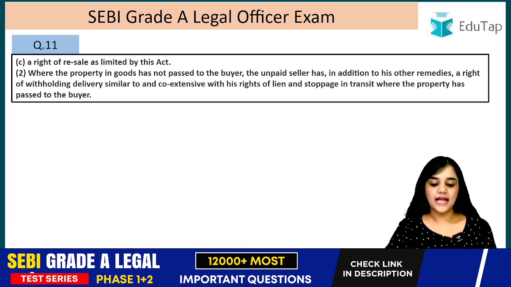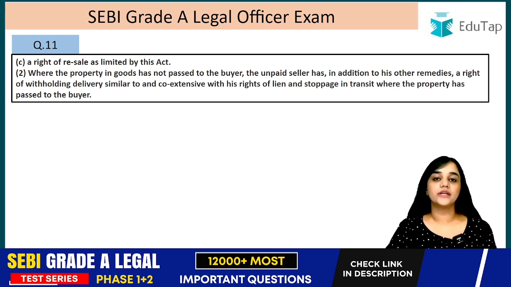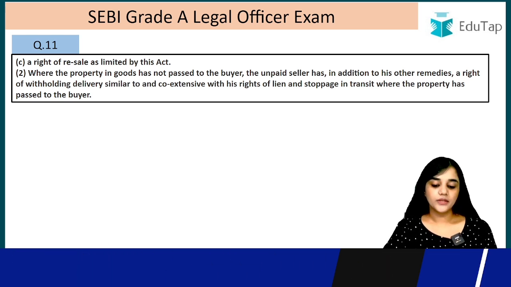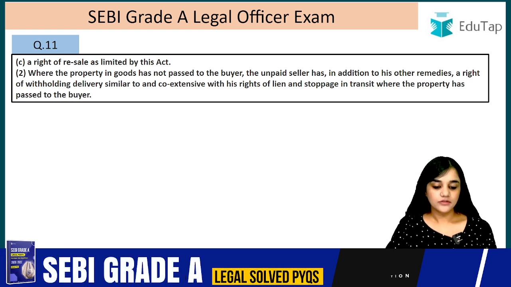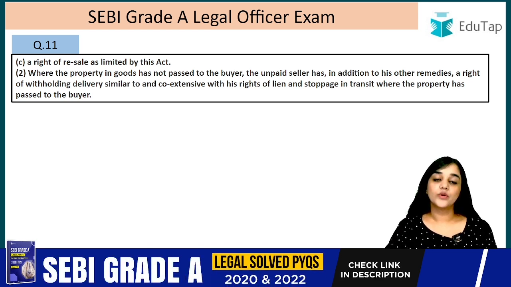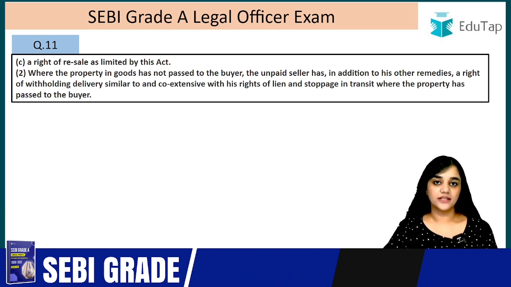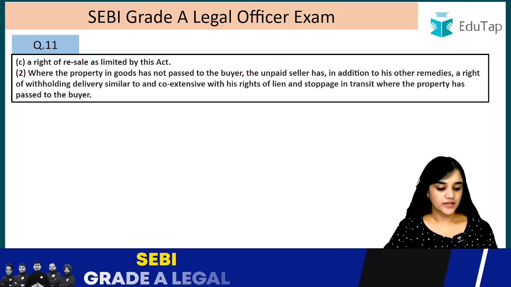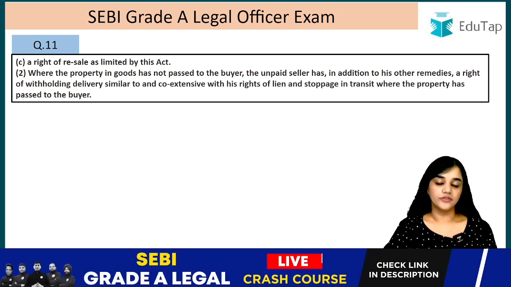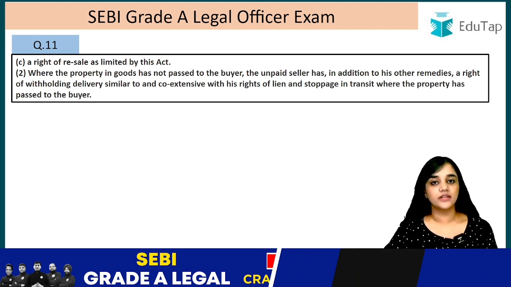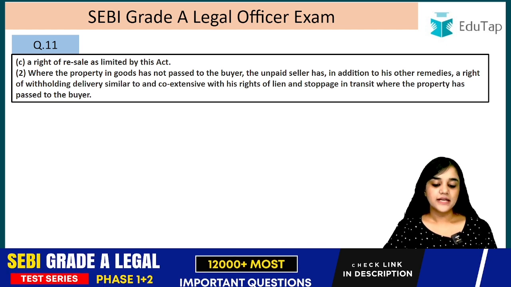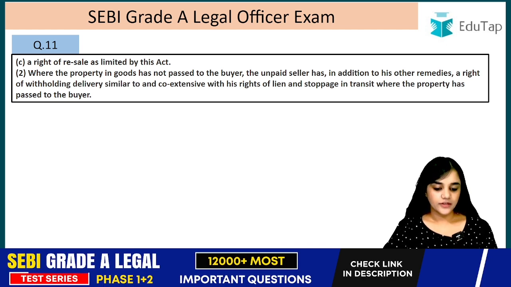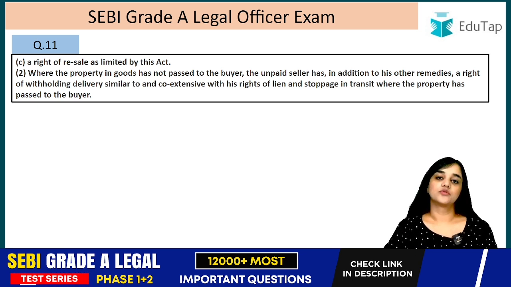A right of resale as limited by the Act. So he also has a right to what? He also has the right to resale it. Where the property in goods has not passed to the buyer, the unpaid seller has, in addition to his other remedies, a right of withholding the delivery. So he can do what? He can withhold the delivery and he can ask the buyer to make the payment and then only he will deliver the goods, right? So withholding the delivery, similar to and co-extensive with the rights of lien and stoppage in transit where the property has passed to the buyer, right?